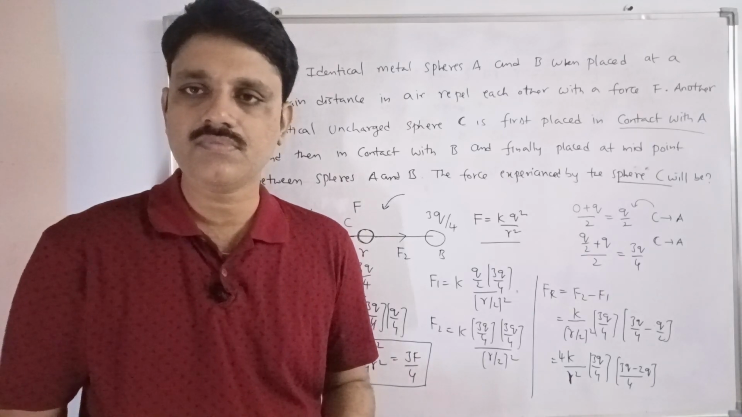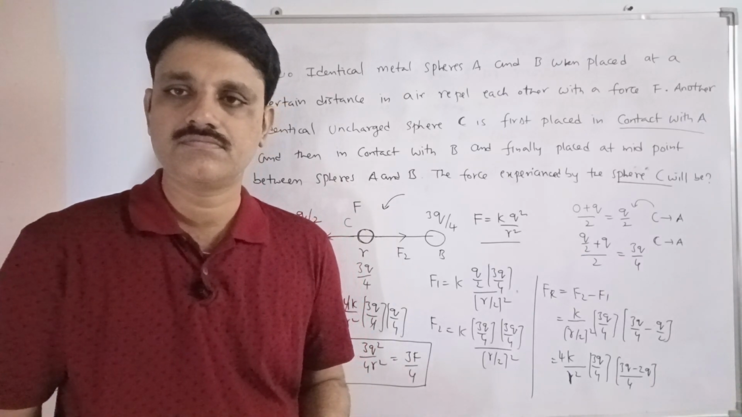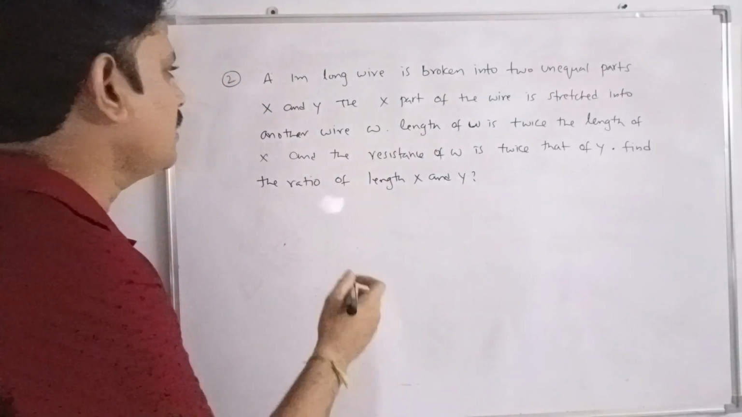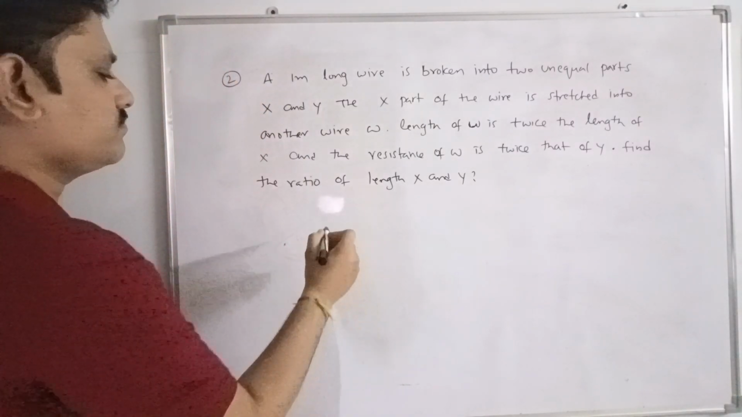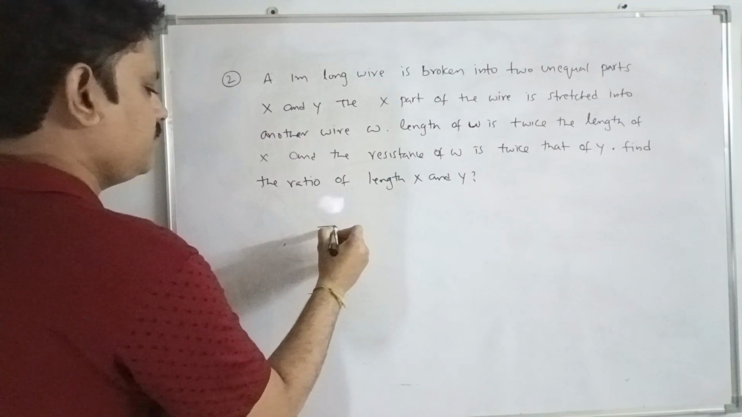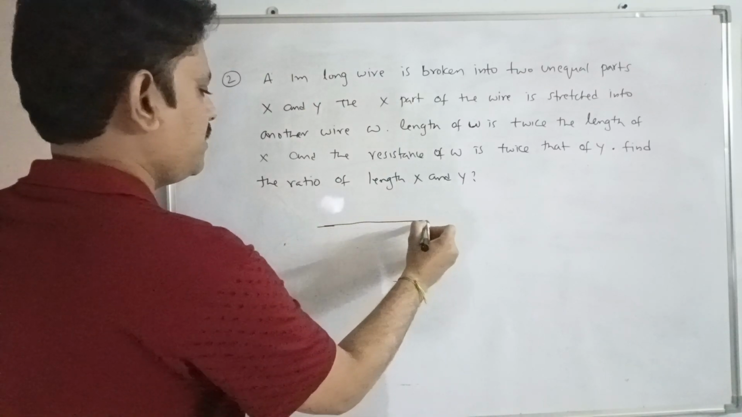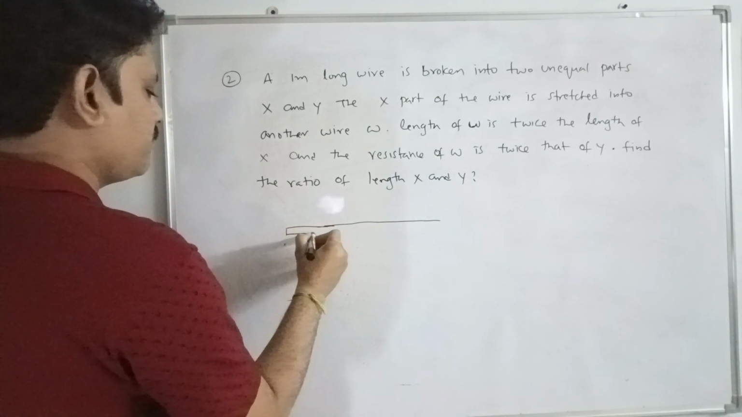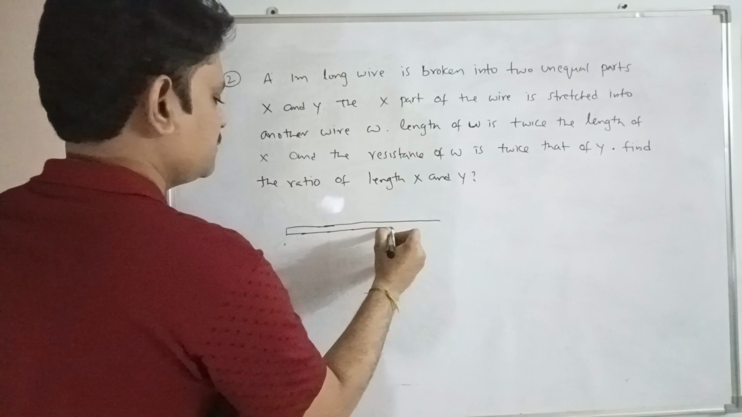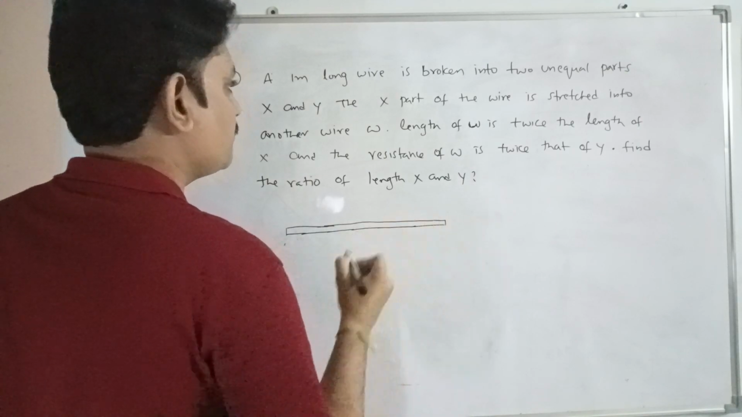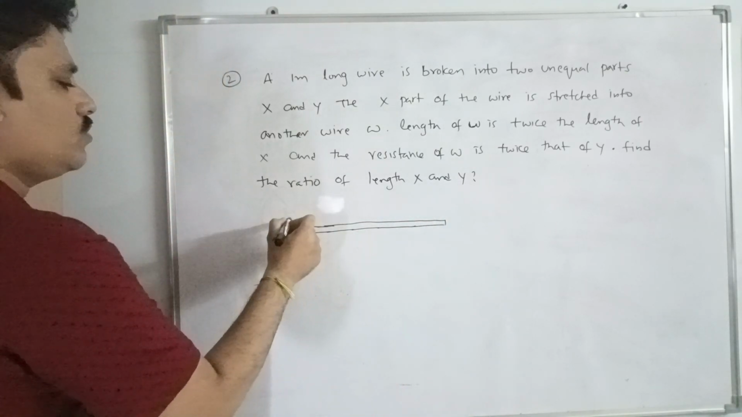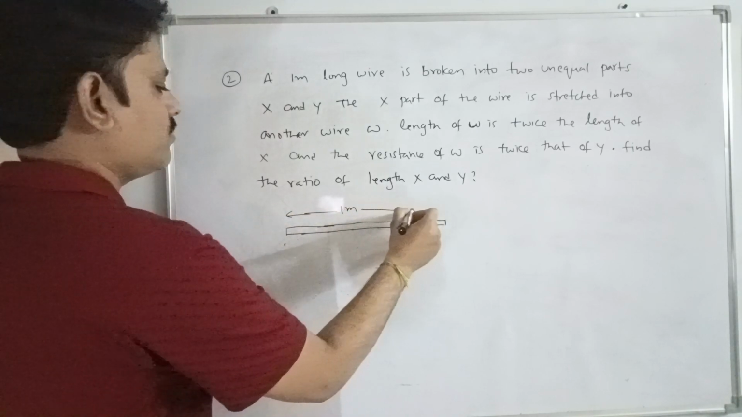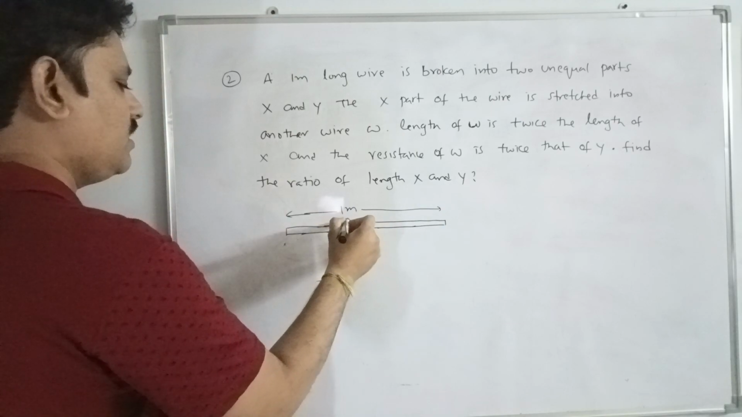Okay, let us go to the next problem. Okay students, let us see the problem. A 1 meter long wire, this is a 1 meter long wire, is broken into two unequal parts.